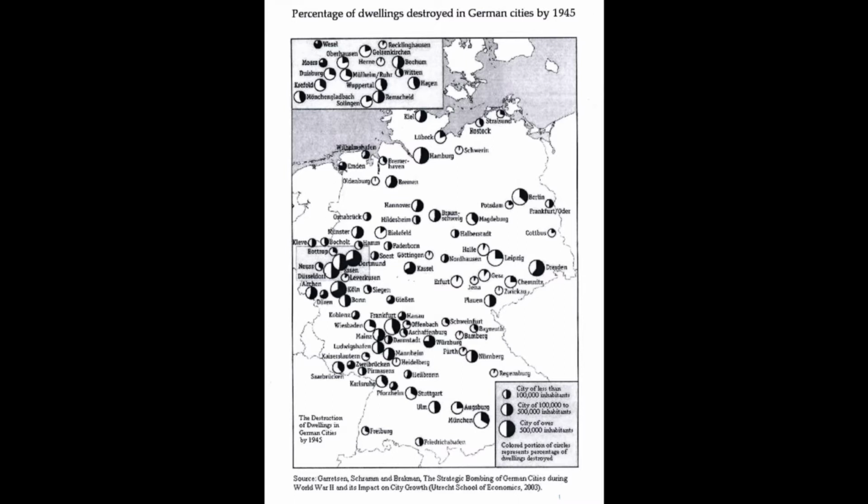So what you're looking at now is a map. The circles represent cities, and the bigger the circle, the bigger the city. Basically, it's a fairly obvious map. The biggest circle is a city of 500,000 inhabitants or over, the next circle down is 100,000 to 500,000, and the smallest circle is 100,000 inhabitants.